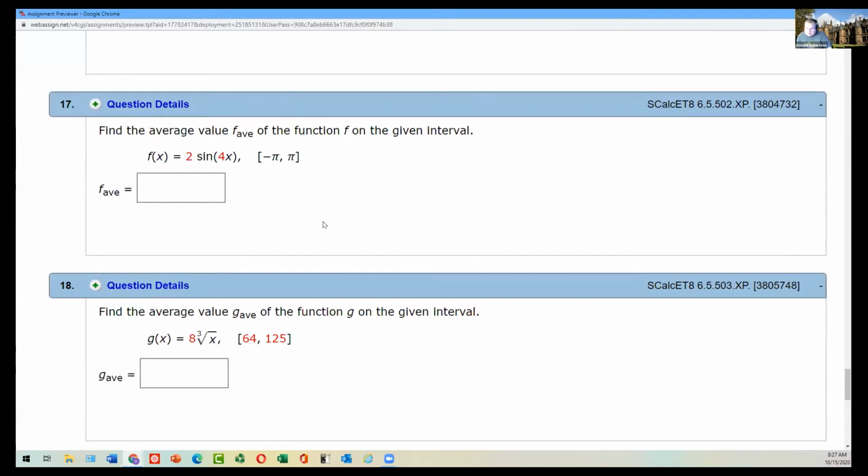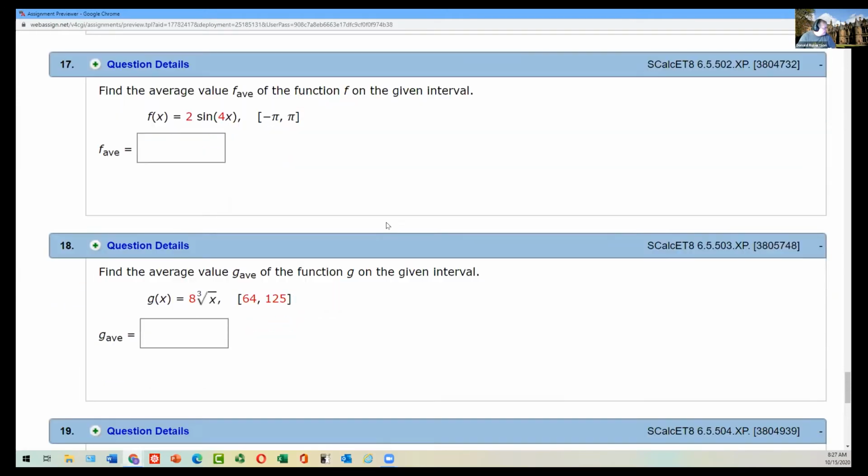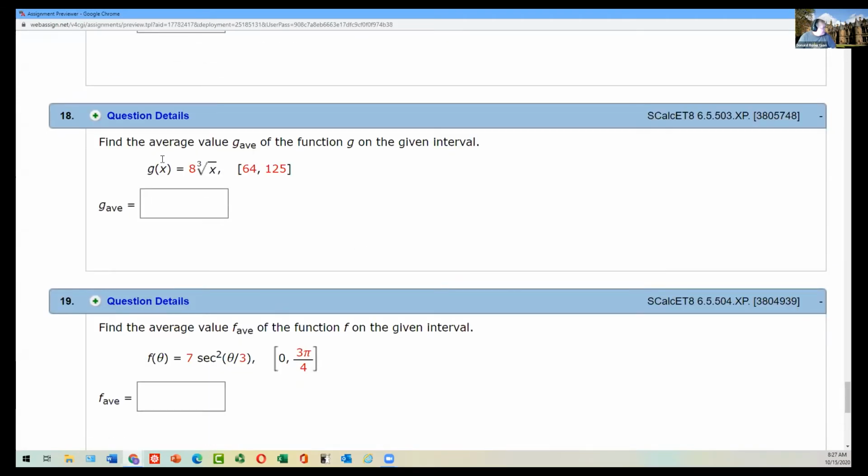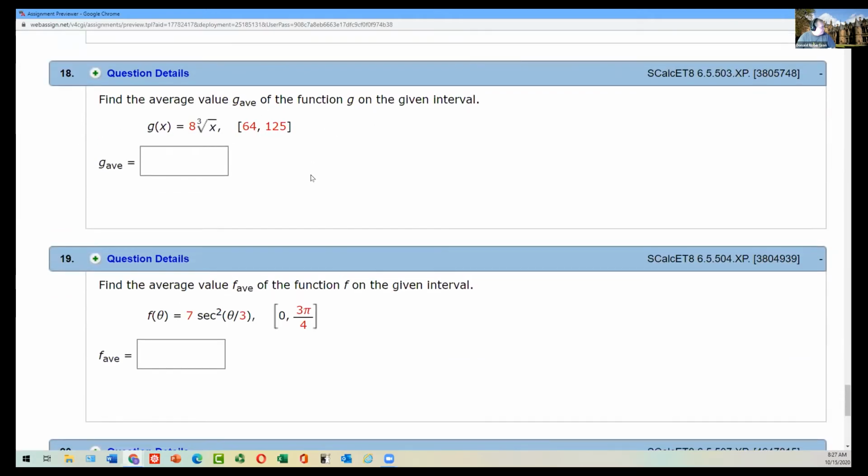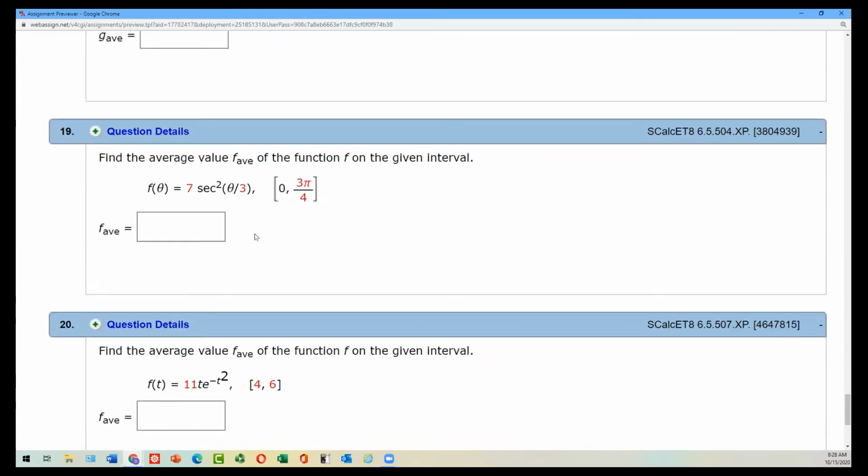Is it okay for the average value of a function to be 0? Yes. And it's okay to be negative. So don't be surprised if something like that happens in 17. And here's a much more standard question, right? Just find the average value. If I was doing question 18, how should I rewrite the cube root of x to make it doable? To a power. Right, that would do it.